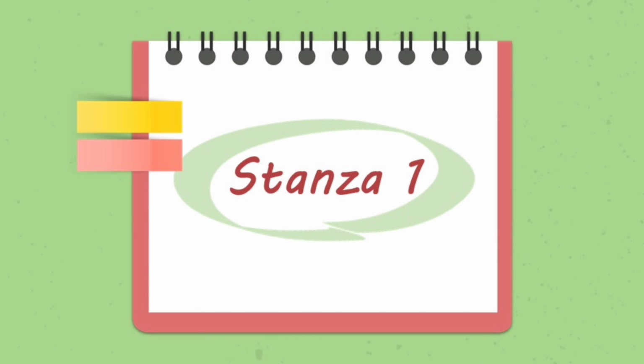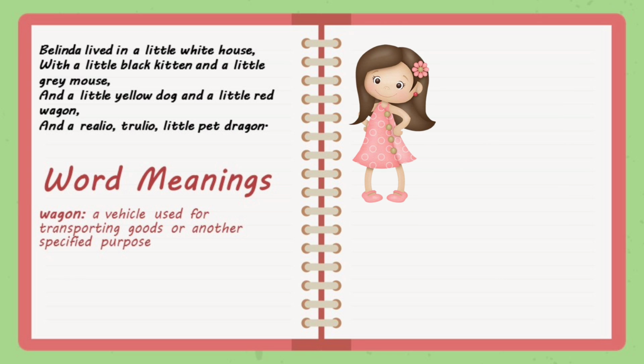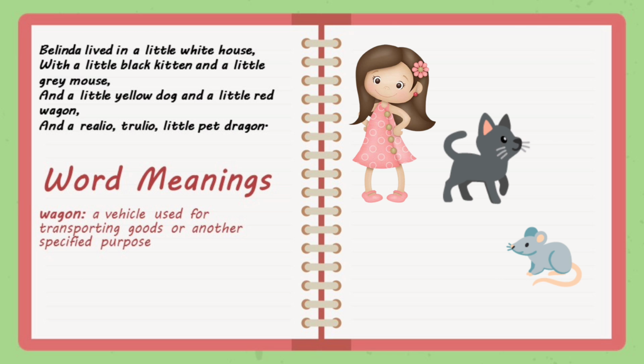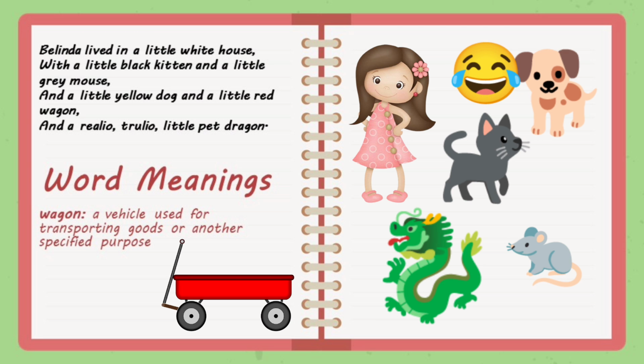So the first stanza of the poem goes like this. This opening stanza introduces the characters in the poem. Belinda, the owner of a small white house, had 4 pets. Among these pets were a small black kitten, a small mouse of grey color, a small yellow dog, and a real true dragon. Belinda also had a small wagon of red color. The words realio and trulio have been used for really and truly. They prepare the reader for an element of humor in the poem.